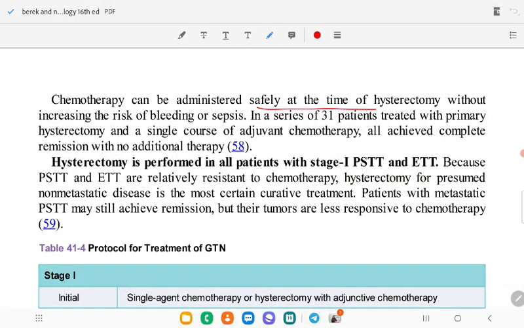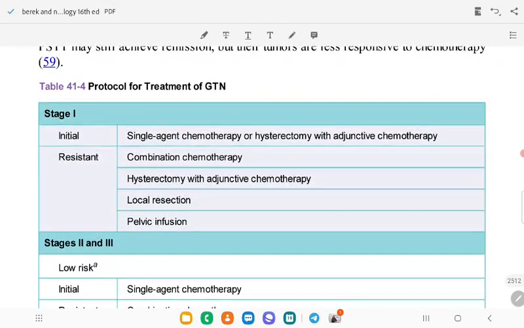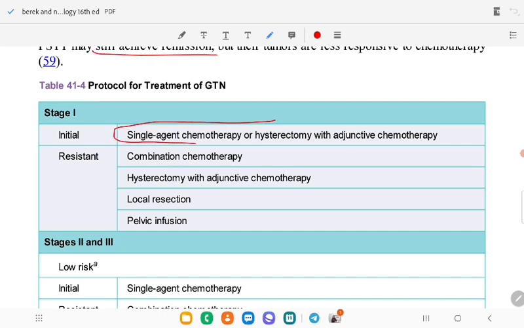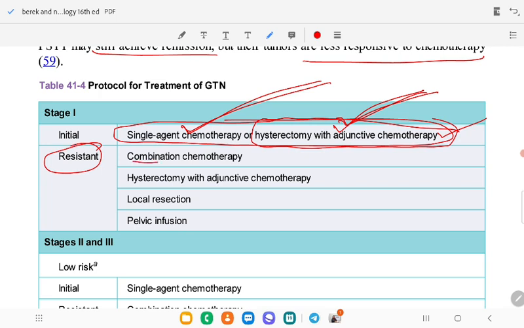Chemotherapy can be administered safely at the time of hysterectomy without any risk of bleeding or sepsis. Hysterectomy is done before the patient is staged because placental site trophoblastic tumor and epithelioid trophoblastic tumor are relatively resistant to chemotherapy, so we will directly go for hysterectomy in stage 1. These are non-metastatic; most patients with metastasis still achieve remission, but they respond less to chemotherapy. Stage 1: single agent chemotherapy, or hysterectomy with adjuvant single agent if they want fertility preserving therapy. If they do not want fertility preservation, hysterectomy with adjuvant chemotherapy. Then for resistant disease: combination chemotherapy, hysterectomy with adjuvant chemotherapy, local resection and pelvic infusion.